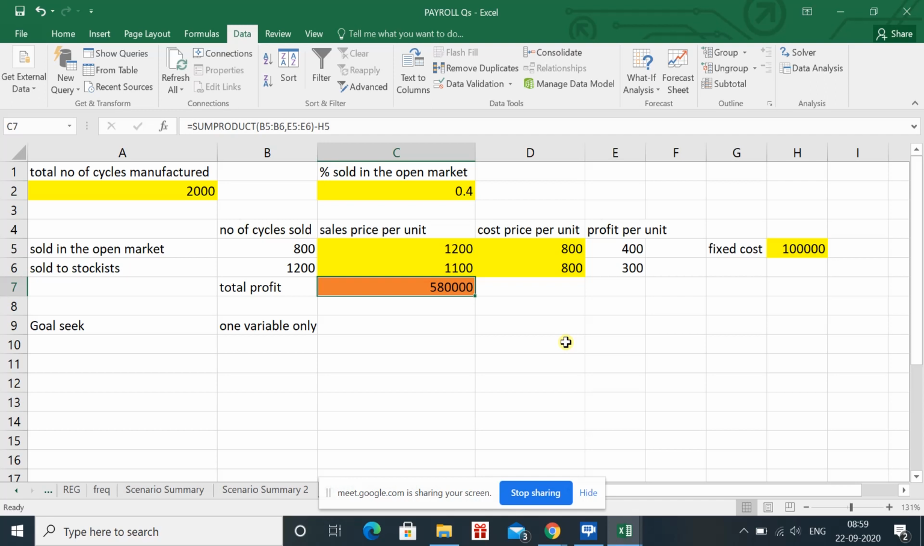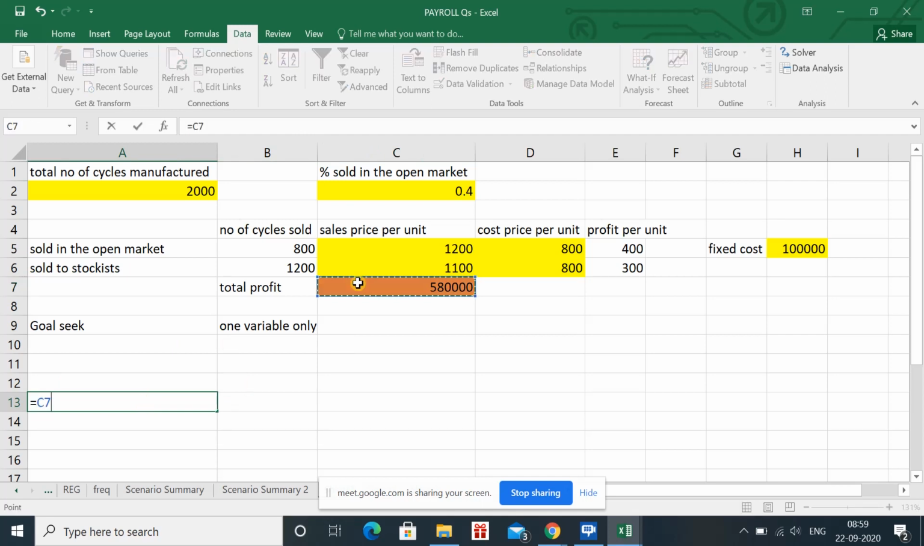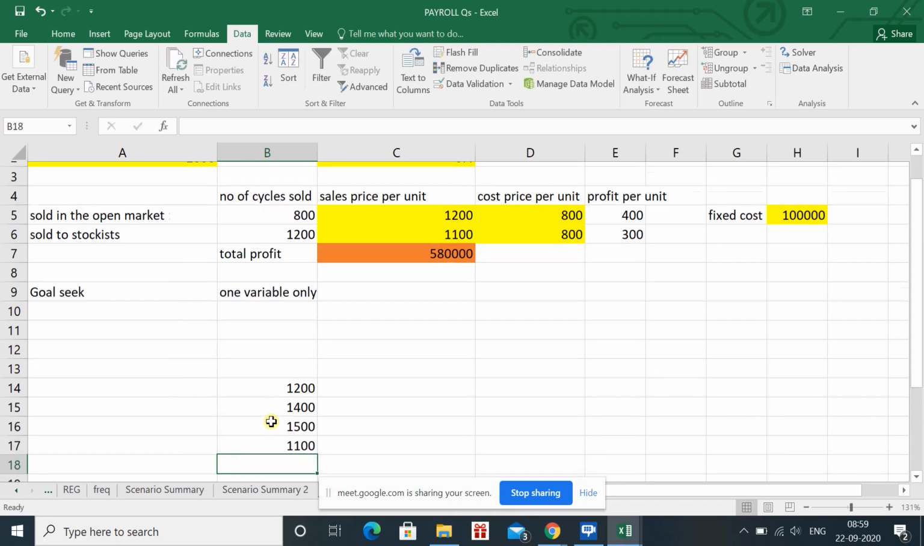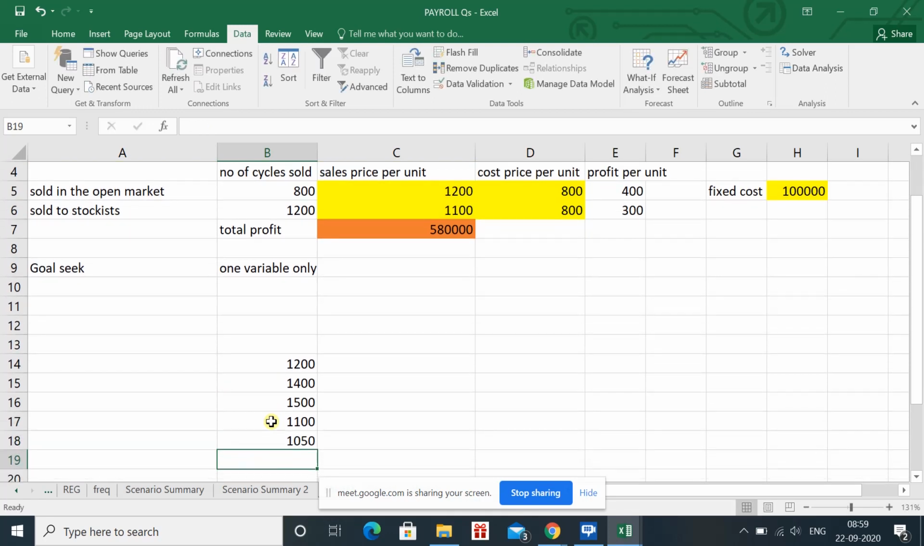Now we have done the first portion. In the second portion, they are saying that suppose we are changing the value of the selling price, in that case, what will happen? Currently the price is 1,200. I am taking 1,200, and I can take some other values. I am keeping two values which are more than 1,200, and then values which are less than 1,200. So we have multiple options for the selling price, and we want to see their impact over the profits, right?